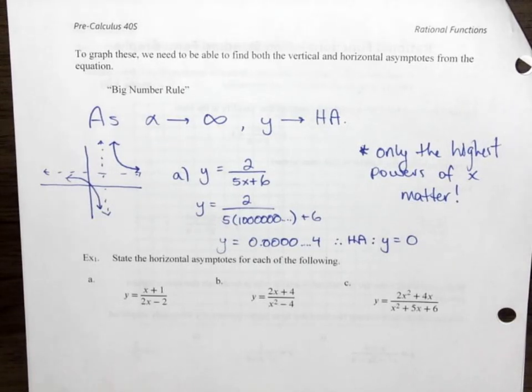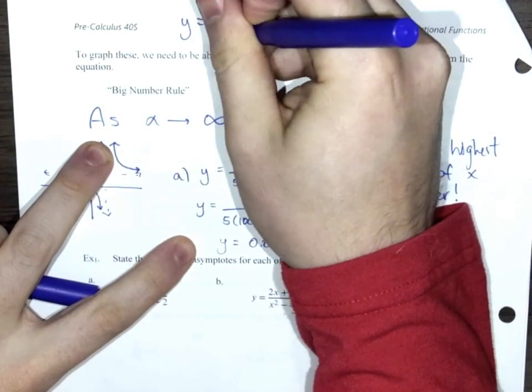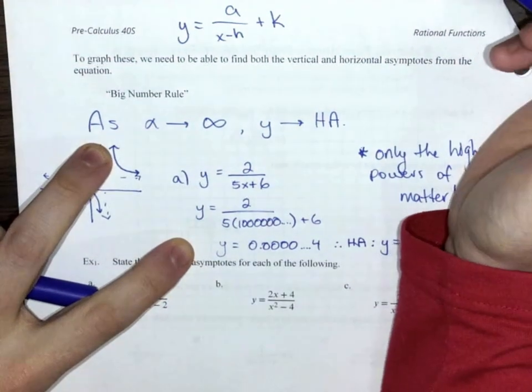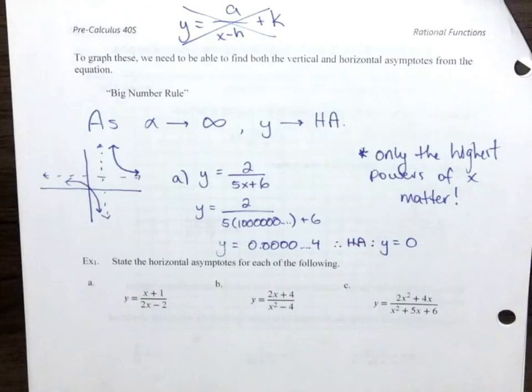All right, so the last topic for our rationals unit is working with something called a non-standard rational. Basically, in this section I'm going to talk about what happens when we are not in y equals a over x minus h plus k, which is something you would have looked at in the last couple of topics. So what happens when we are not in that situation?